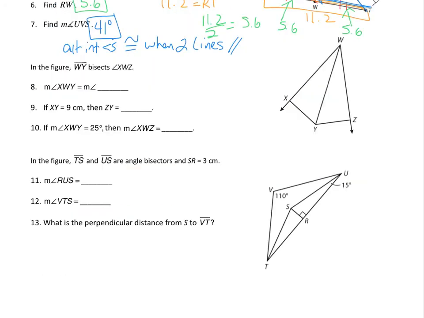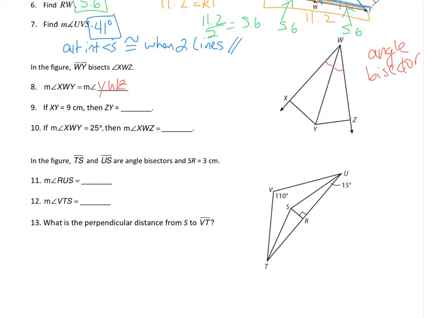Moving on to our next picture, if we know that WY bisects angle XWZ, so this line bisects it, that means that it cuts it in half, so we have an angle bisector. For number 8, if we have angle XWY, that is going to be equal to this other angle. So we have to label it with 3 letters. Remember, the vertex has to be the middle letter, so we know W will be the middle letter, but then we need the Y and the Z on both sides of it. It doesn't matter which one goes where, though.